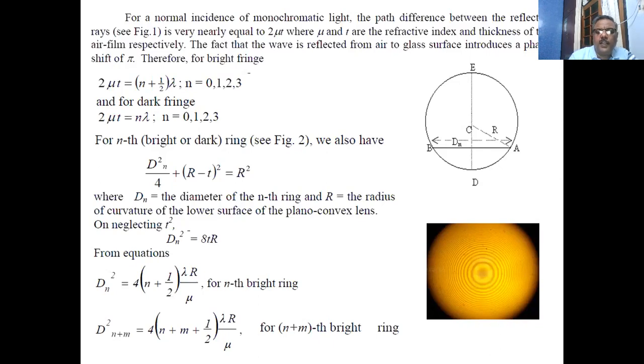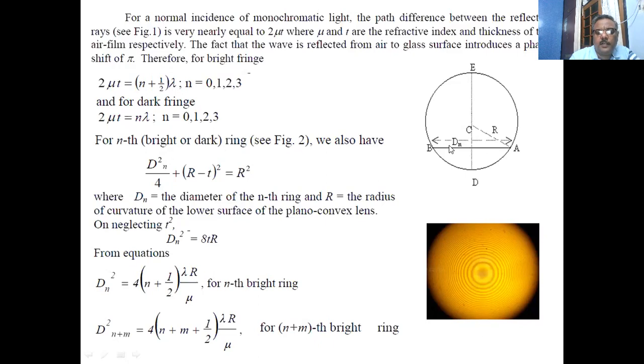The fact that the wave is reflected from air to glass surface introduces a phase change of pi. Therefore, for a bright fringe, this path difference 2 mu t is equal to an odd multiple of lambda by 2, and for a dark fringe, the path difference is equal to an even multiple of lambda by 2.